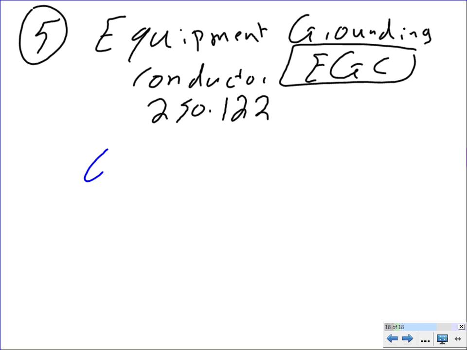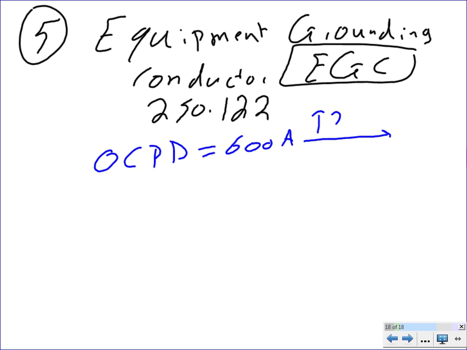They go by the 600 amp overcurrent device. Okay, let me just say how they do it. Overcurrent protection device equals 600 amp. Take that one to table 250.122. What would be the size? Always copper. What would be the size? 1. Number 1.